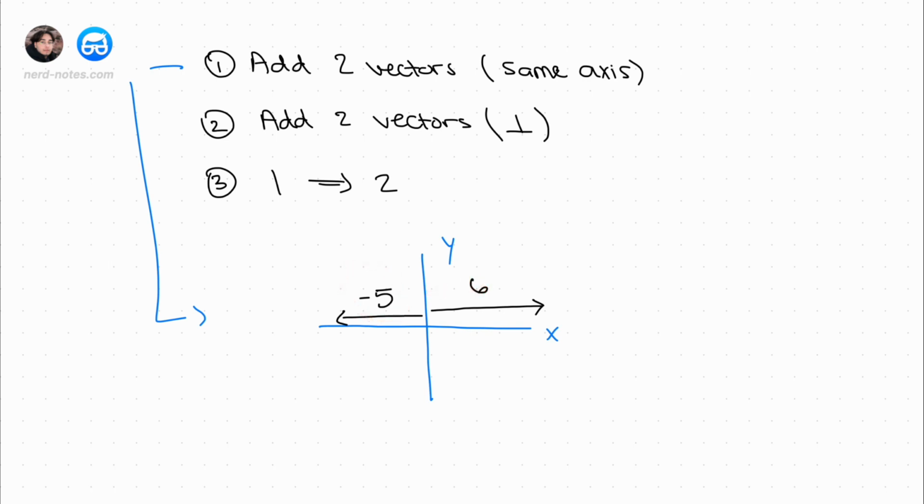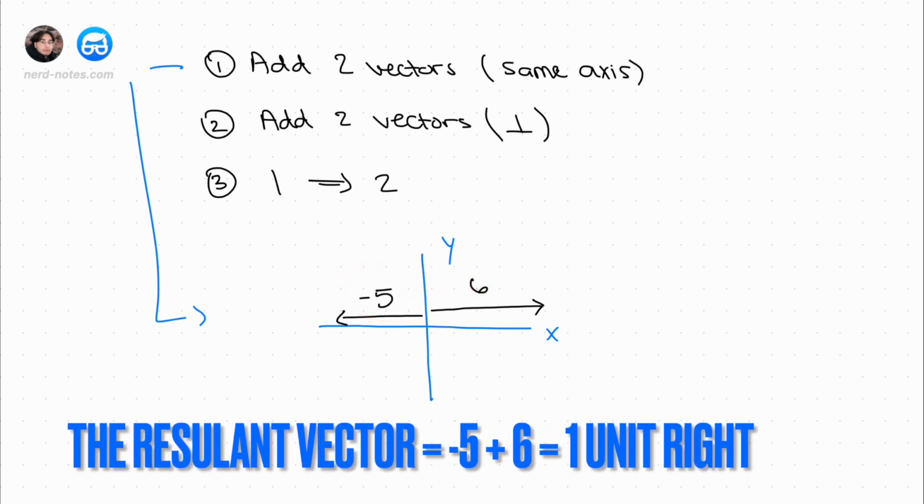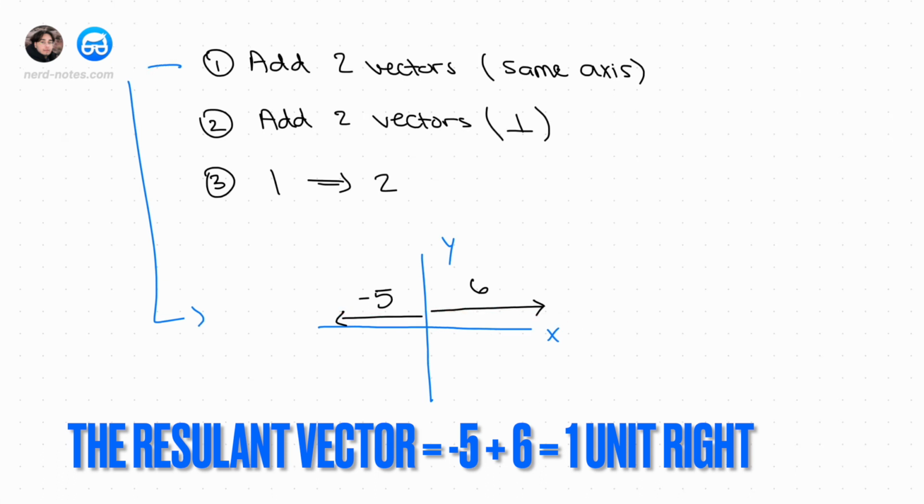Really, all we're doing is adding vectors along the same axis, and it's quite as easy as just literally adding them together. And again, we can do the same thing on the y-axis as well.